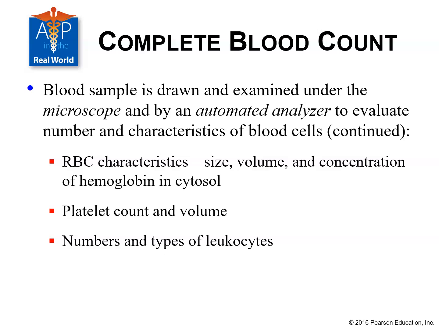So once the blood is drawn, the red cell is characterized by its size, its volume, and the concentration of the hemoglobin that's present in the cytosol. Second, the white blood cell count and volume is also determined, as well as the number and types of leukocytes. And it's basically reported in a percentage.